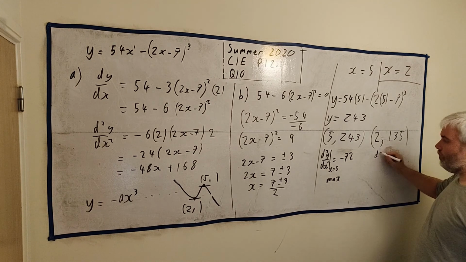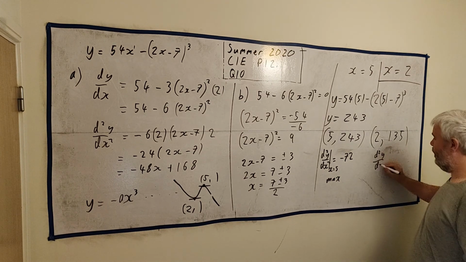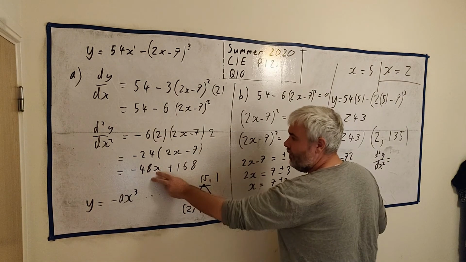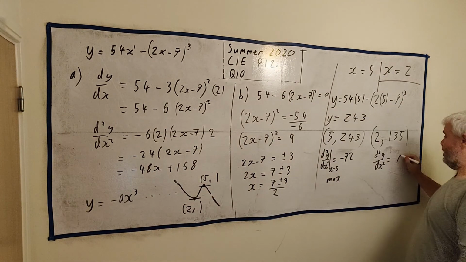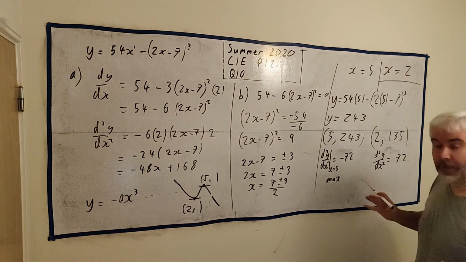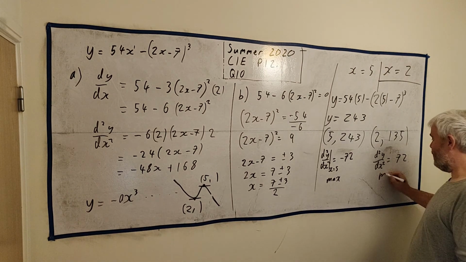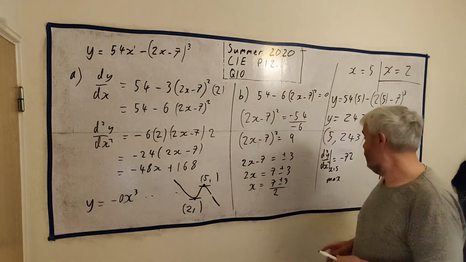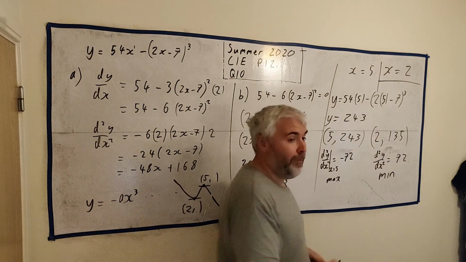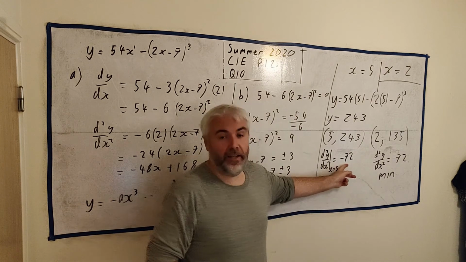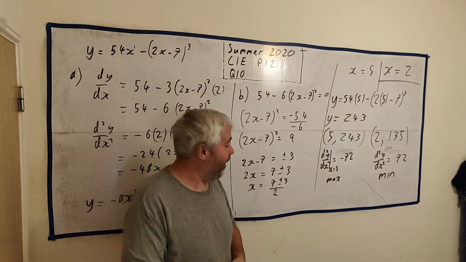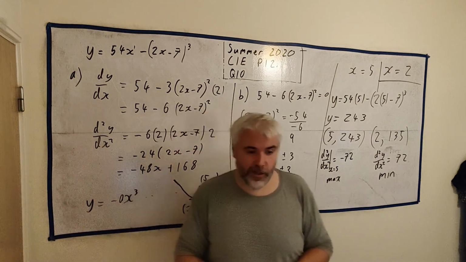And on this guy, if you put the same thing in, if you put 2 into this here, you would get plus 72. 72 is bigger than 0, so therefore that's a minimum. Because that's the rule. If the second derivative is bigger than 0, like here, we have a minimum. If it's less than 0, like here, we have a maximum. It's another way to do that. But either way, that's your full marks for that question.